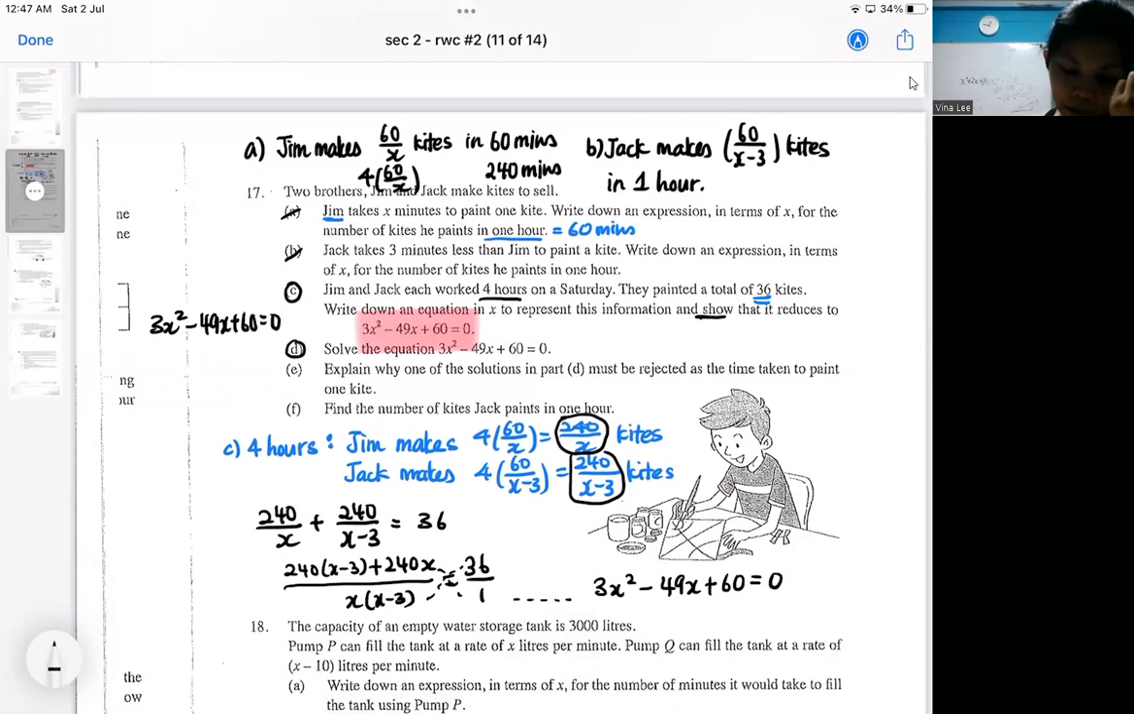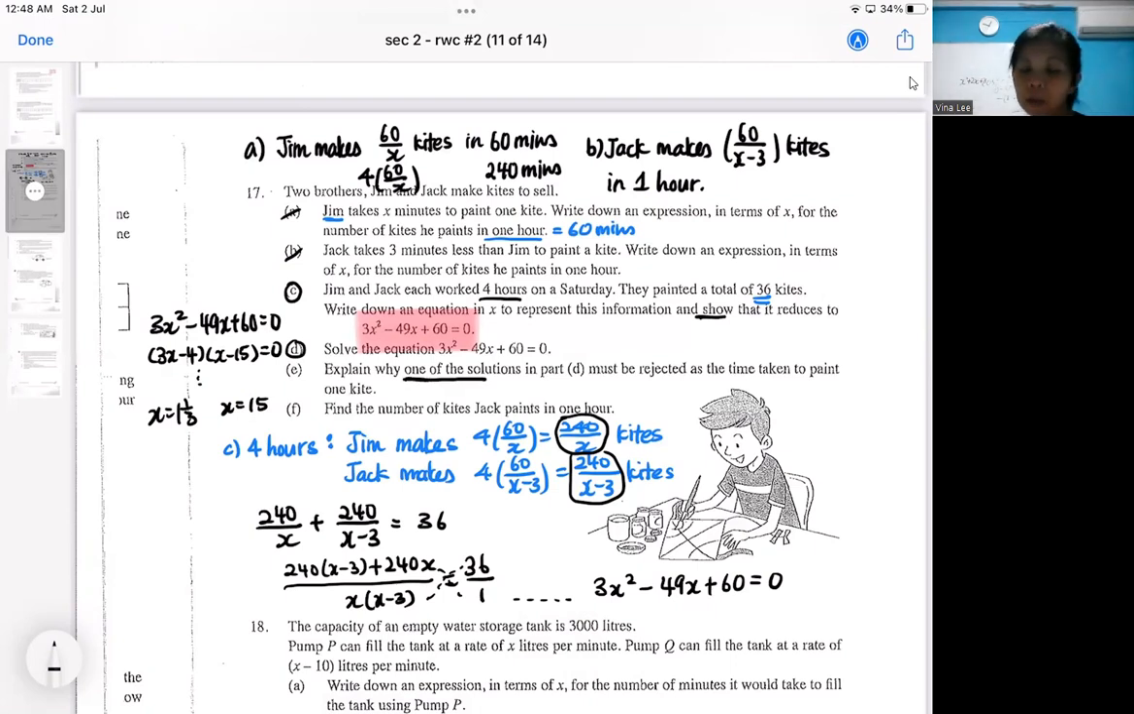You go and factorize. I will say that this number is not so easy to factorize because the number is a little bit big, so you've got to be a bit patient for this part. When you factorize, you will get your 2 answers. Both are positive answers. But the question actually asks, why do you need to reject one of the answers?